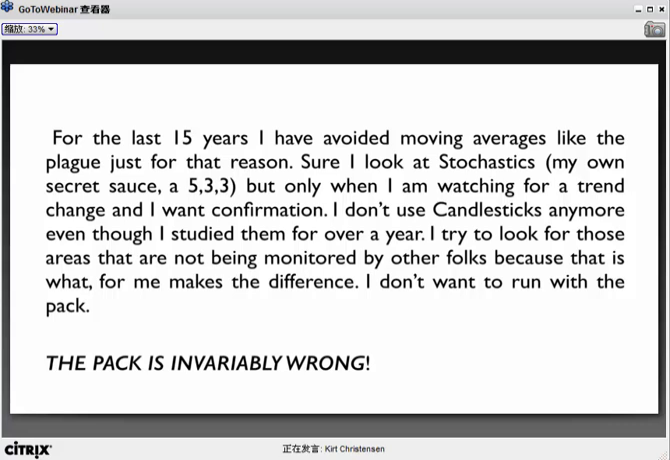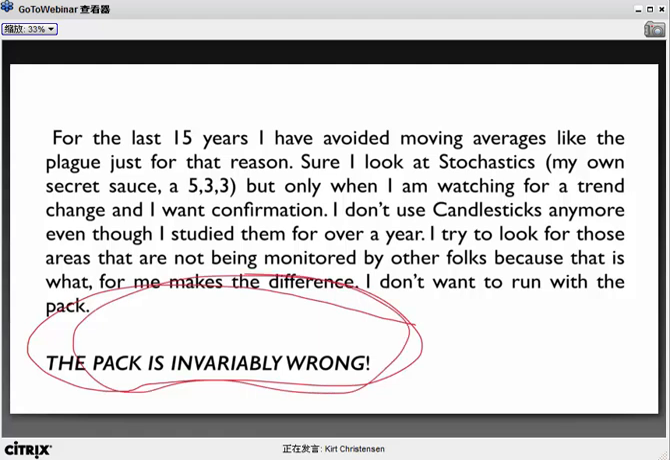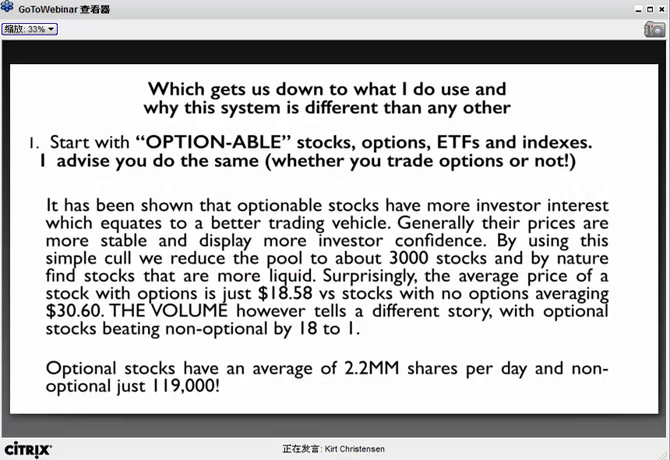Sure, I still look at stochastics, so 5-3, but that's just when I'm looking for confirmation. Heck, I don't even use candlesticks anymore, and I've studied those for years. Because when we're talking about the market, we don't want to run with the pack because, quite simply, the pack is invariably wrong. What we want to look for is something that not everybody is looking at, something that's not readily available, something that's not right on the screens of everyone else.